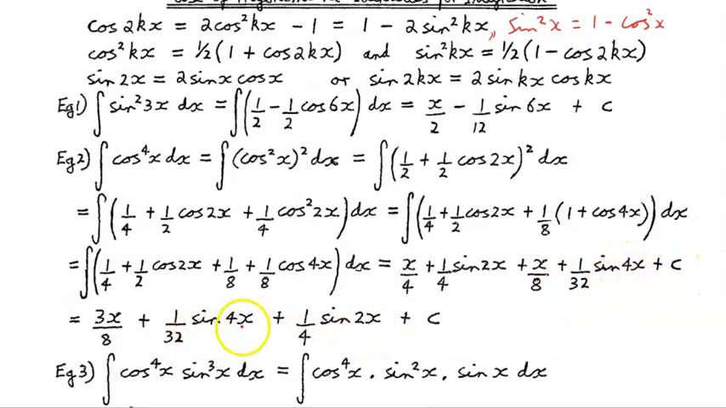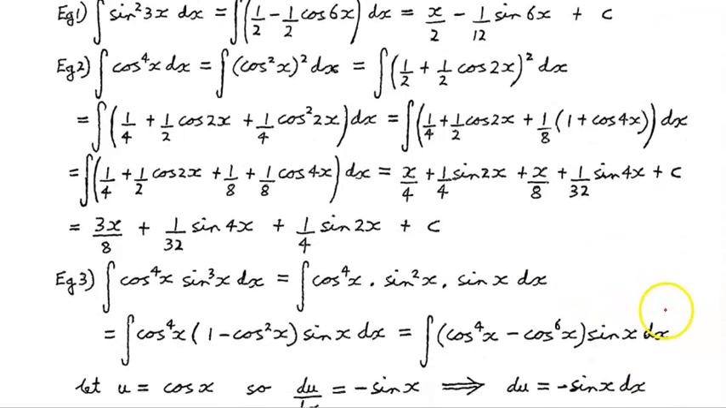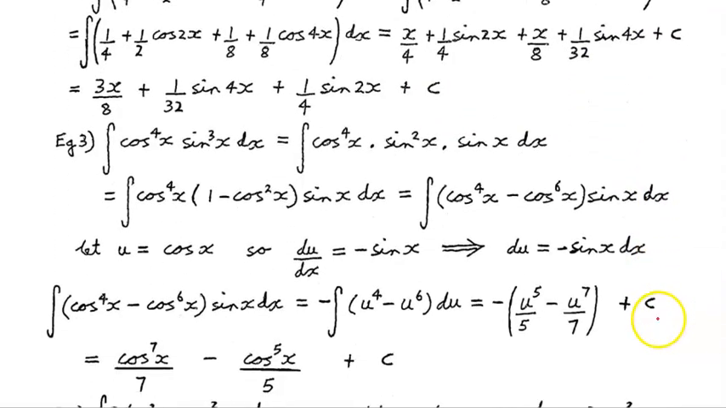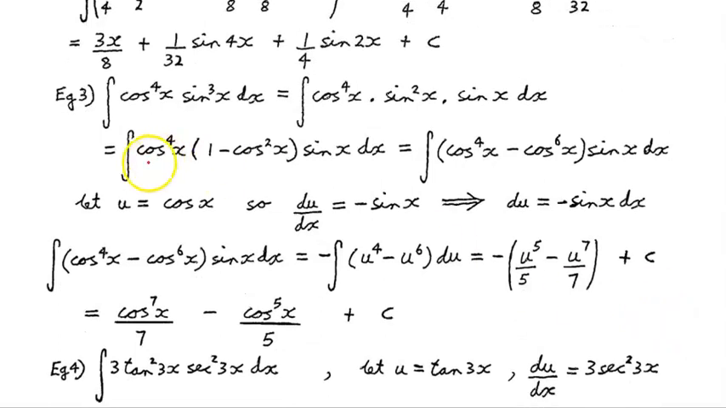The 2x and the 4x obviously are different, plus c, the constant. All right, next bit, another example. Let's have a look at the integral of cos x to the power of 4 times sine x to the power of 3, integrated with respect to x.